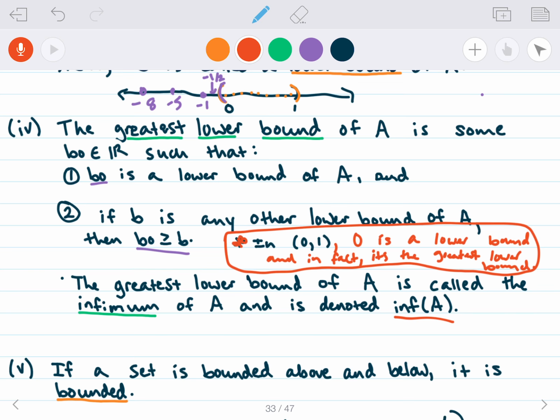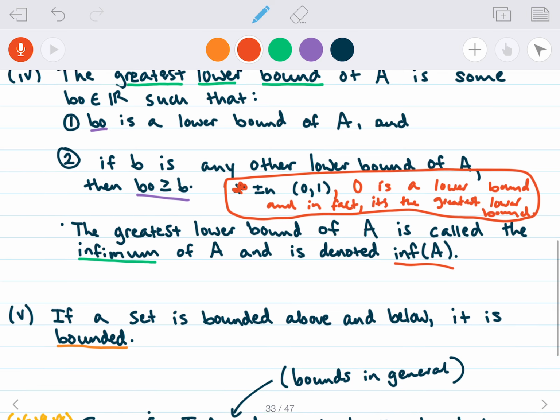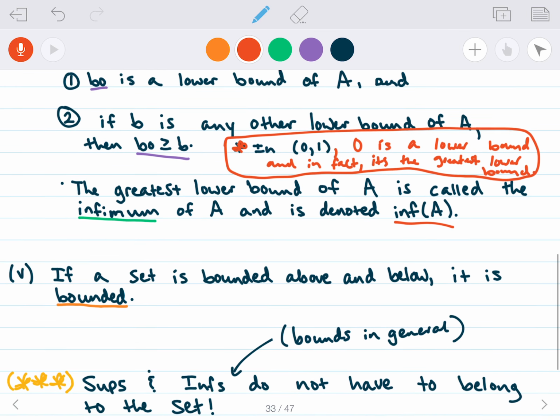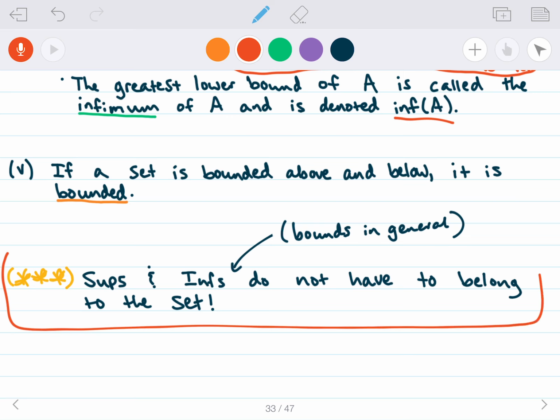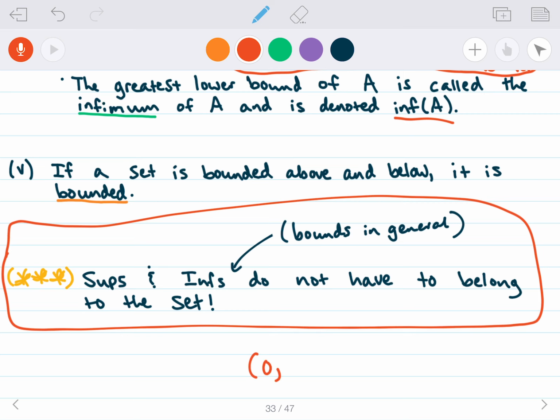If a set is bounded above and below, well, guess what? It's bounded. Now here is the kicker, okay? In calculus, you talk about maxes and mins of sets. Now, maxes and mins actually have to be contained in the set. If I asked you, what is the max of the set (0, 1), you couldn't tell me 1 because 1 has to be in the set and it's not. It's not included by that parenthesis.